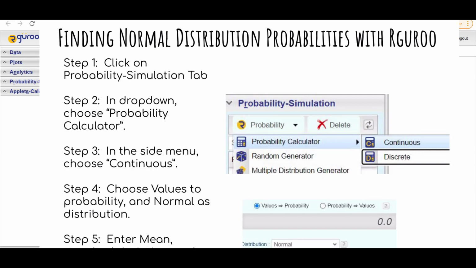And there's a probability drop down right there. And you are going to click on that, and then the drop down, you're going to choose probability calculator. That's what you are going to choose, probability calculator. And then once you click on it, a menu will pop out to the right and it will say continuous and discrete. So this is similar to how we found binomial probabilities when we chose discrete, except now we're going to choose continuous. So when we're doing normal distribution probabilities and proportions, we're going to choose continuous.